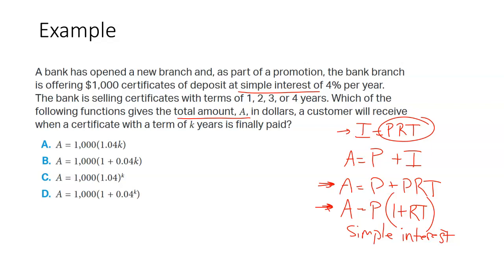Now, I want an equation that models $1,000 principal, 4% rate over any given number of years. Which two of these can I eliminate to start with? C and D, because they've got exponents. And simple interest is linear. So now what I need to do is figure out which of these matches more closely. B.